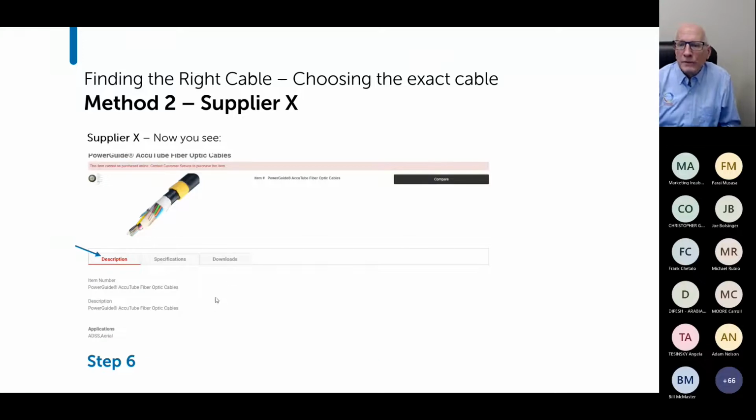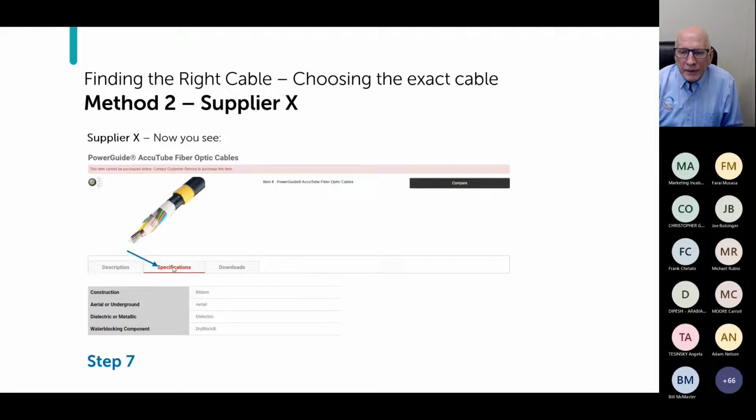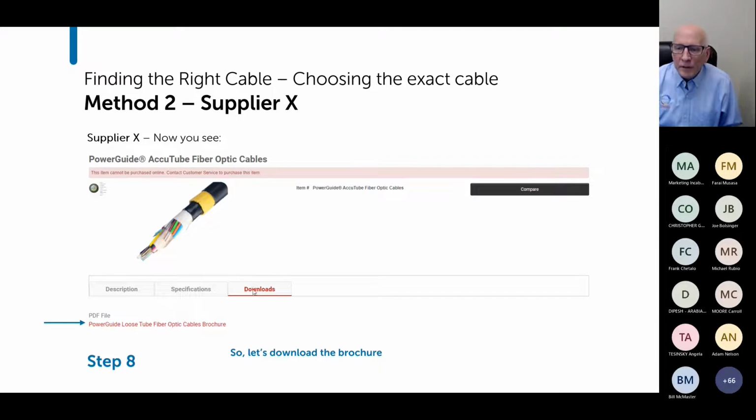That brought up this screen. We're now at step 6. I saw in the application ADSS, so aerial, so that's good. I saw description. Okay. Then I clicked on the specification tab. Ribbon, aerial, dielectric, dry block. That's not really giving me technical information here. Then downloads.